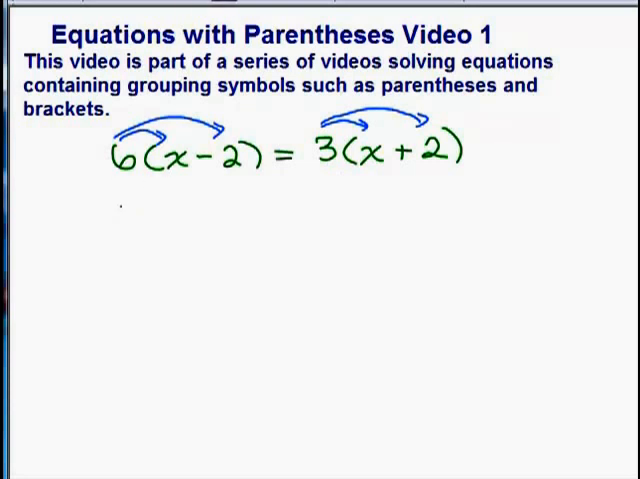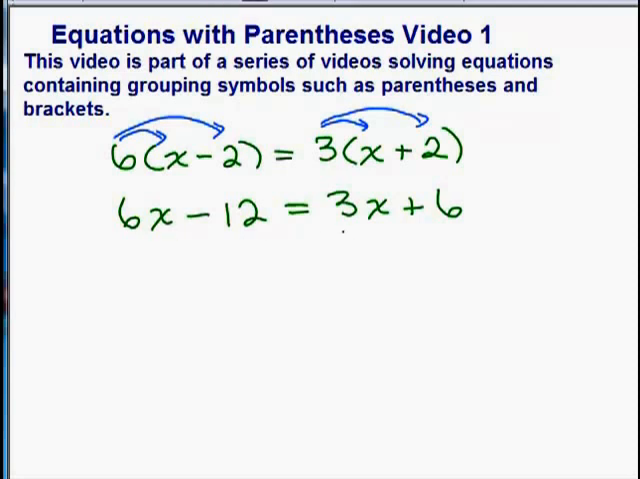So we've got 6 times x, 6x, minus 6 times 2 is 12. And on this other side we have 3 times x plus 3 times 2. And now we have an equation without parentheses. So we also have each side simplified. We can't combine like terms. So at this point, we want to put the variables on one side and constants on the other.